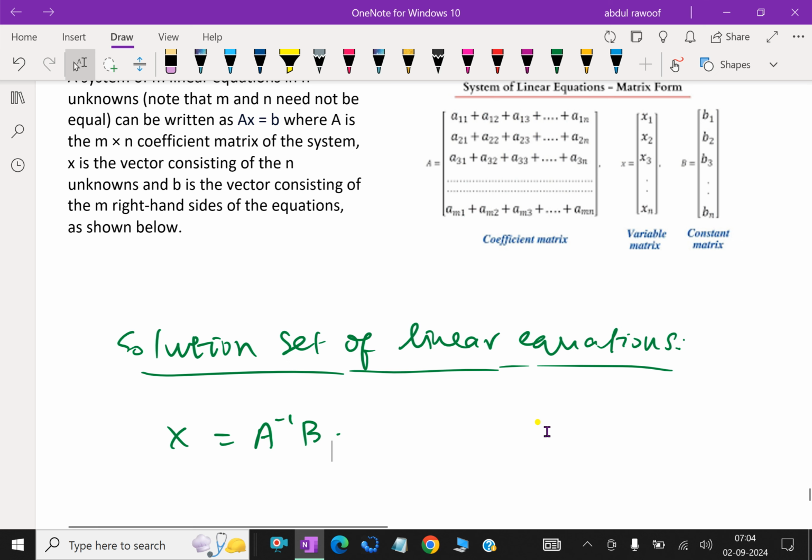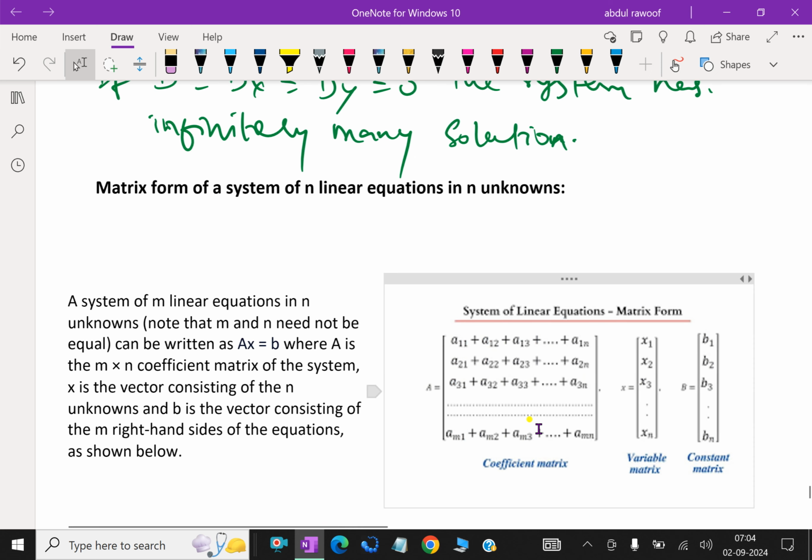So far, we have simply discussed what a linear equation is, systems of linear equations and their solution with Cramer's rule. And we discussed the matrix form of a system of n linear equations in n unknowns.